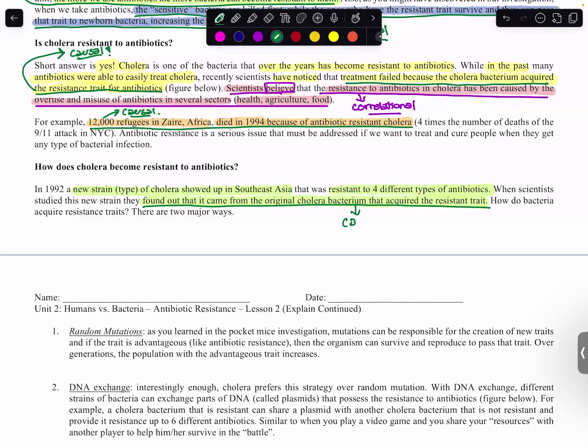This is causal, right? And we know that because it says that when they studied it, they found out, right? This is true. They found out after they researched that it came from an original cholera bacterium that already had the resistant trait. So if it came from it, that means that it was passed down, right? So that's causal. Because that original one was resistant, the new one is now resistant.